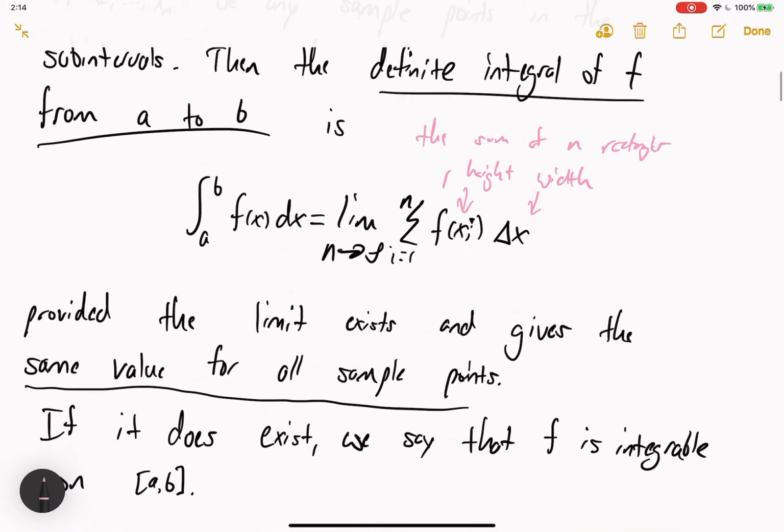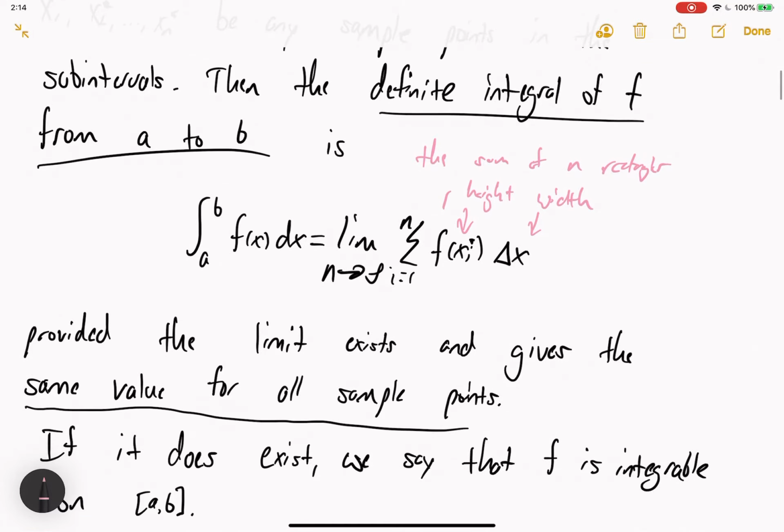So the definite integral, the integral from a to b of f of x dx, as we say it, is equal to the limit of those sums. Specifically, we're going to call this a Riemann sum. That's what I'm going to call it from now on, and we're going to touch on that in just a second. We're going to say the limit of Riemann sums.